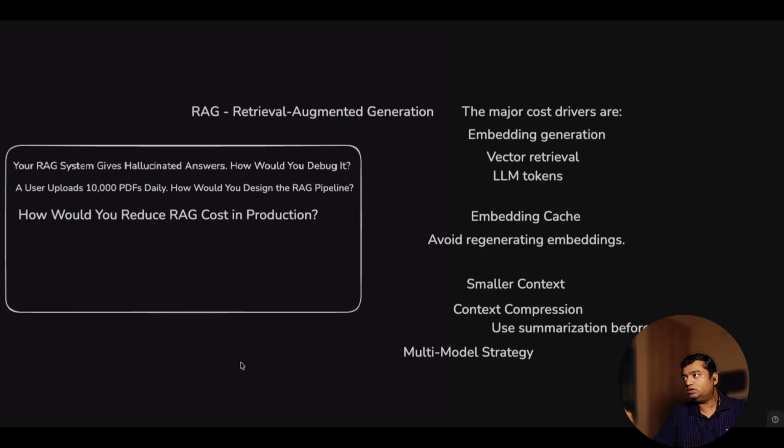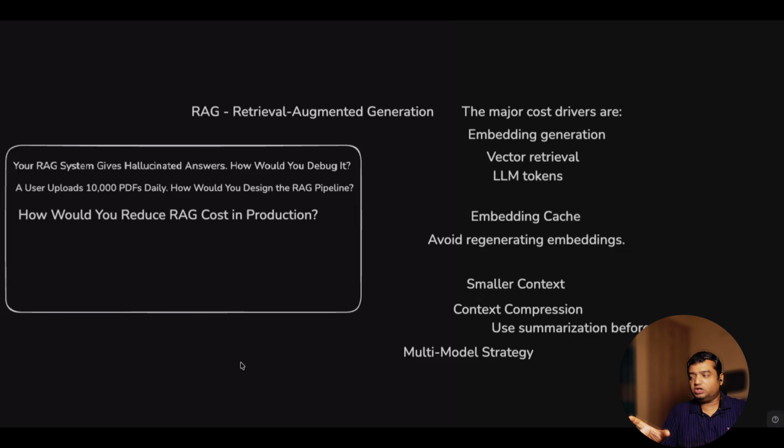So the major cost drivers are embedding generation, vector retrieval, and LLM tokens. If we control these three areas, you will be able to reduce the cost in production. For embedding generation, you can have an embedding cache, so it will avoid regeneration of the embedding.